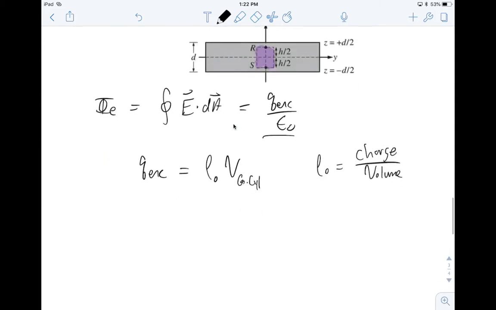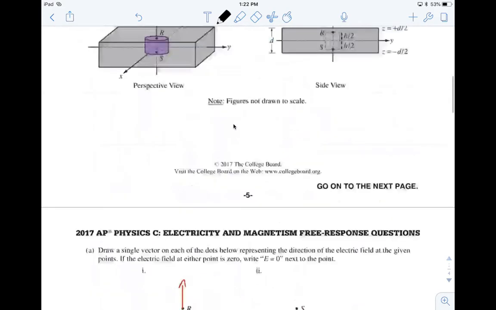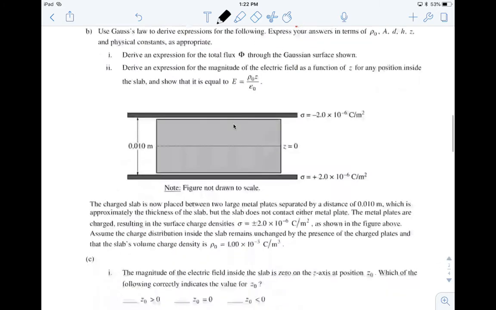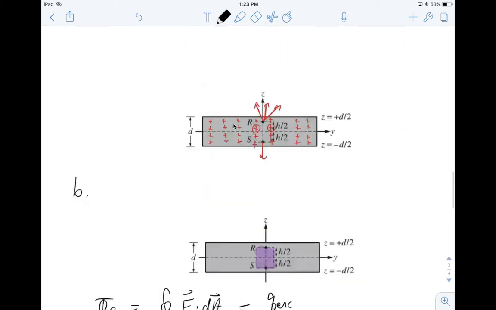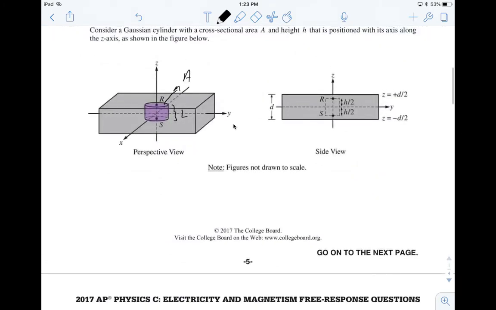Okay, what is the volume of a cylinder? If I look at the cylinder and I wanted the volume, it's going to be the area of the top or bottom times the length of it. Okay, so area times the length. What is the length of it? We just said earlier that the total length would be h.